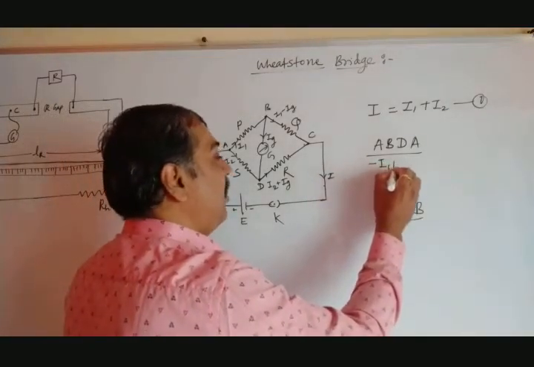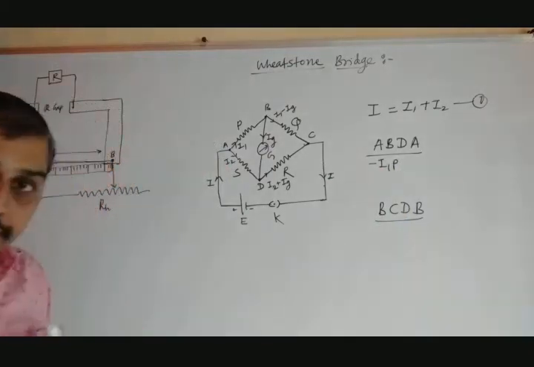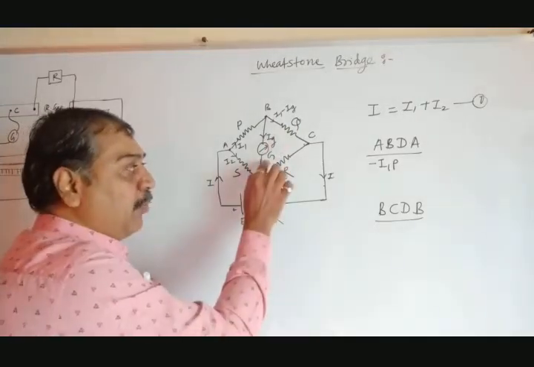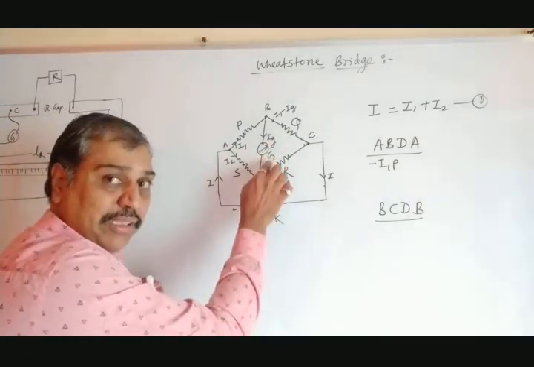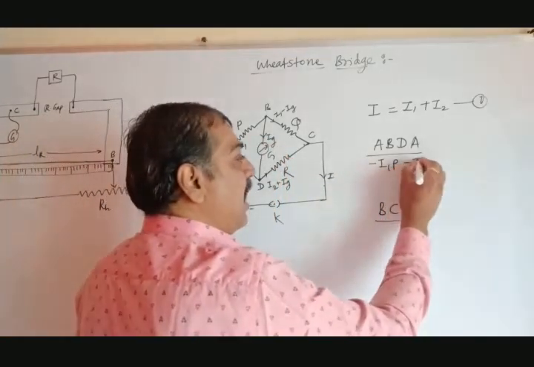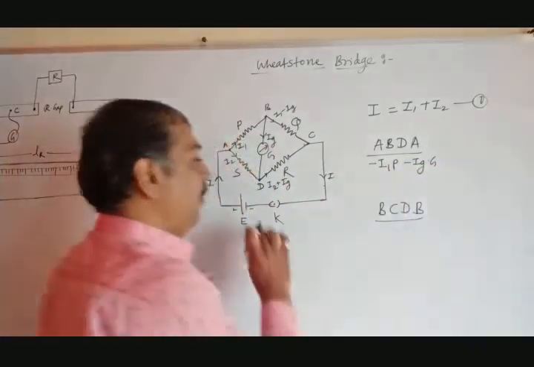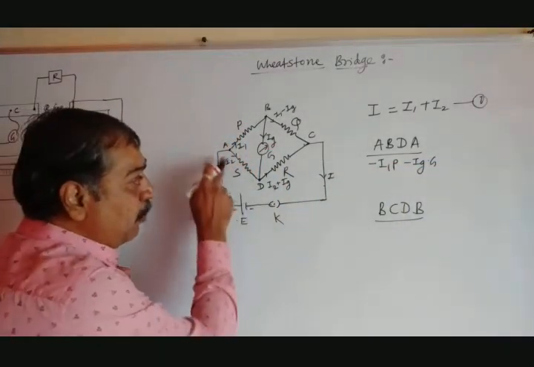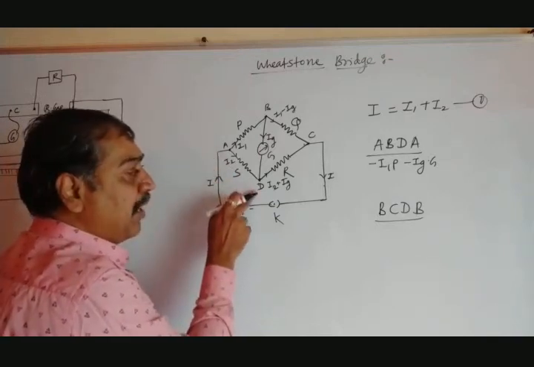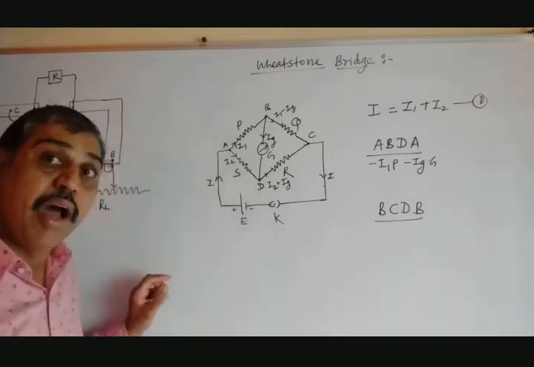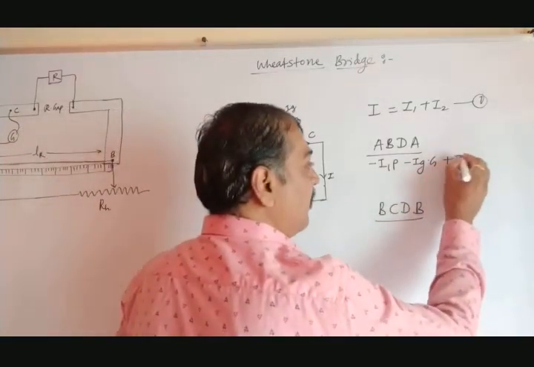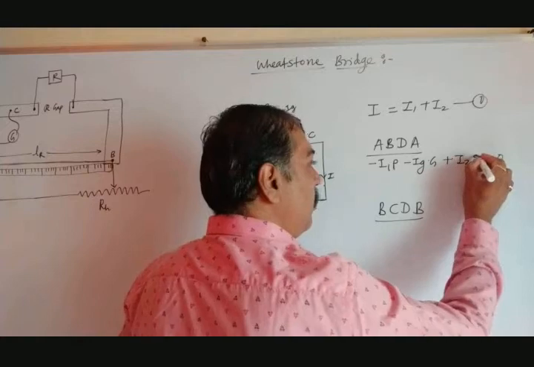Minus I1 P. Now we are moving from B to D, top to bottom. Ig is moving in the same direction. Suppose G is the internal resistance of the galvanometer, and Ig is the current, with the same direction. So minus Ig G. Now we are moving from D to A. The current is moving in the opposite direction, so it is plus I2 S. So minus I1 P minus Ig G plus I2 S equals 0.